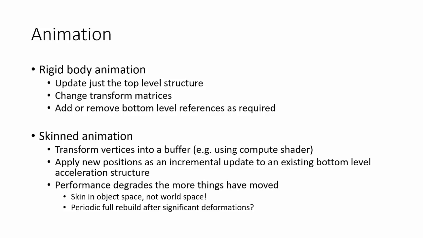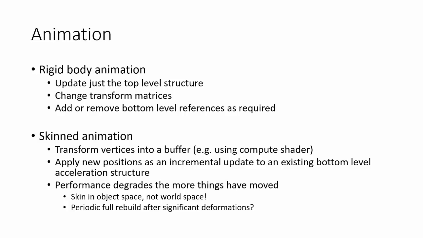We should talk about animation. Ray tracing static scenes is all well and good, but if we want to do something interesting, we probably want it to move. And the way you're used to thinking about animation in rasterizing doesn't translate directly across to ray tracing. So for rigid body animation, the basic idea is we just update the top level structures. We've already built bottom level structures, we leave those alone. Build new top level structures with different transform matrices, or we could add or remove references to bottom level structures as objects join or leave the scene.